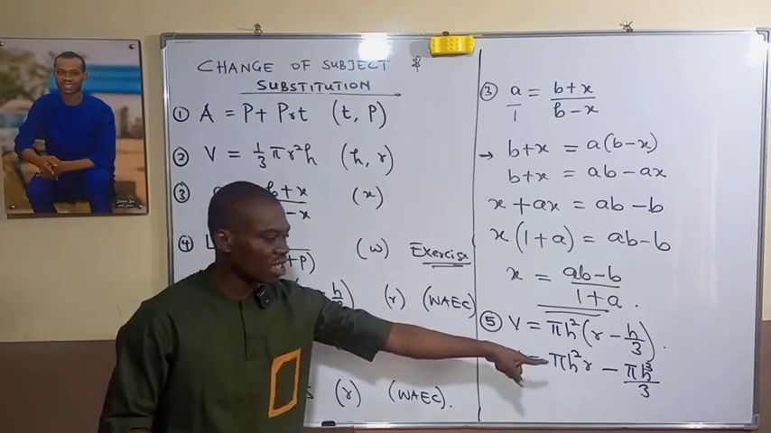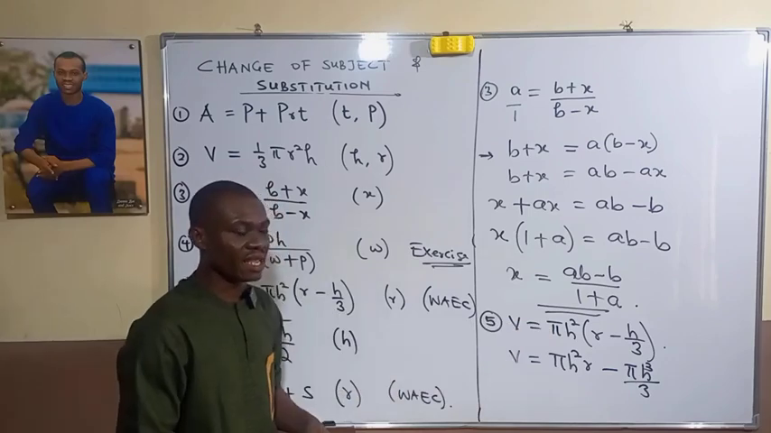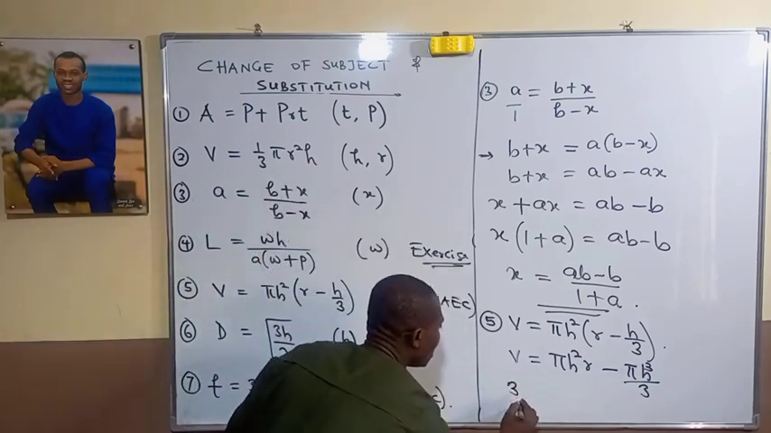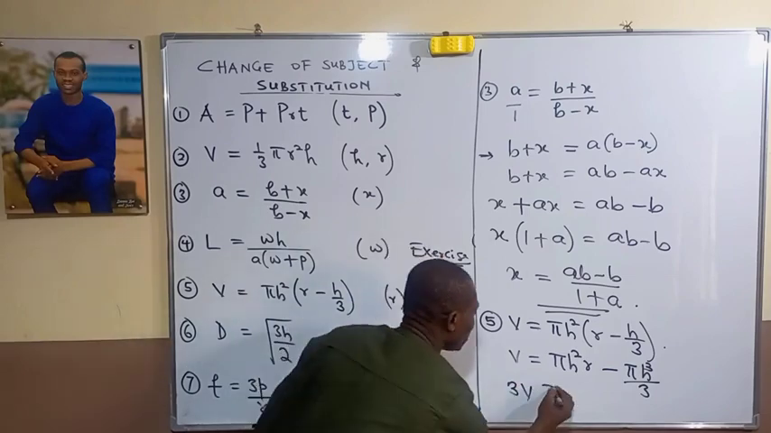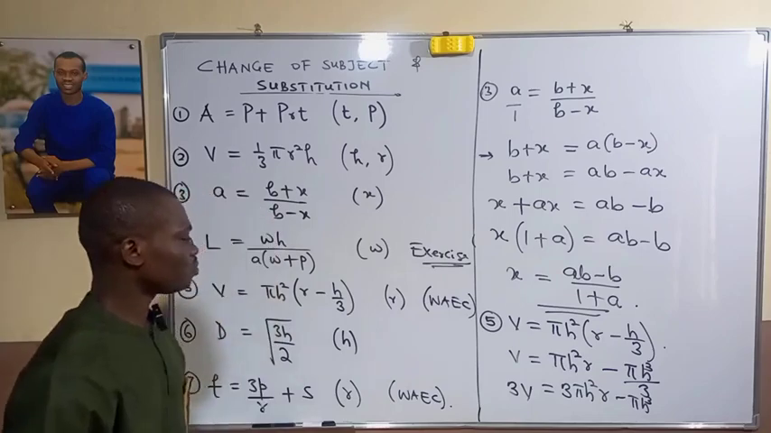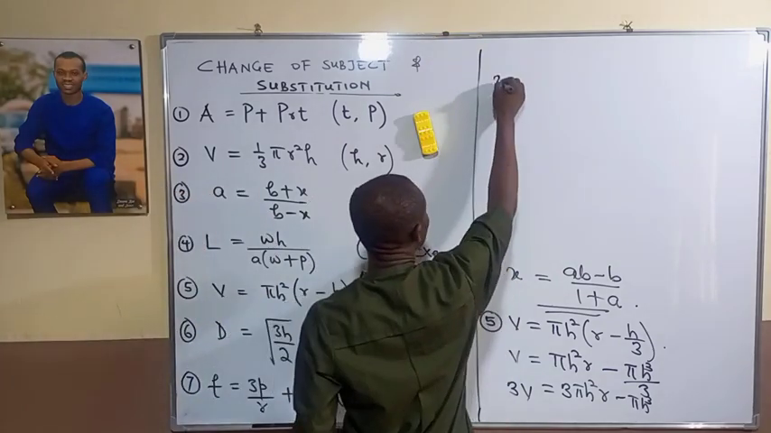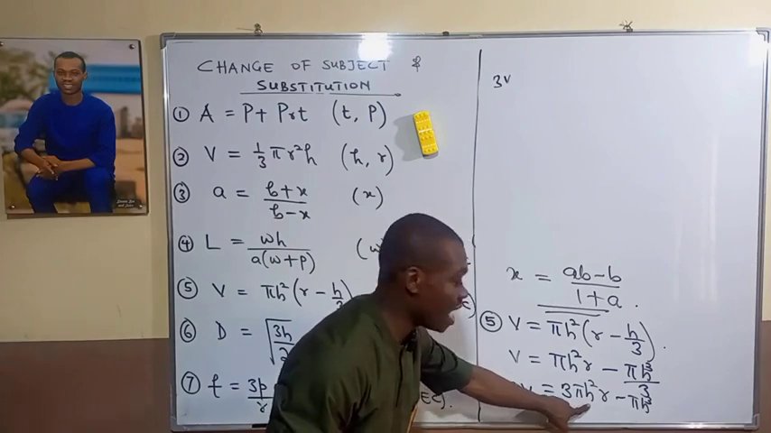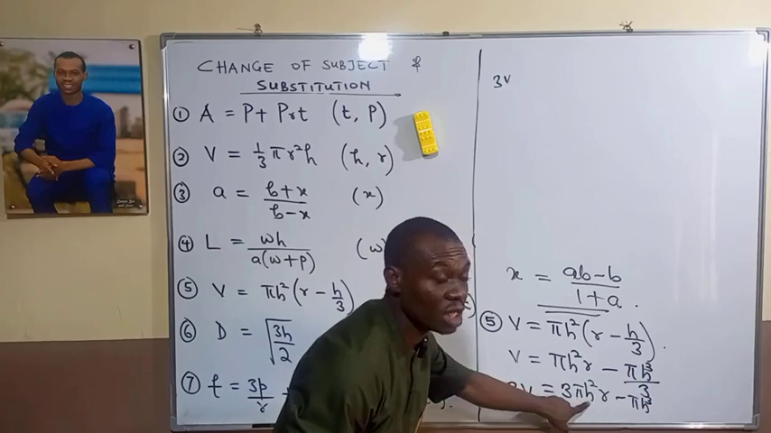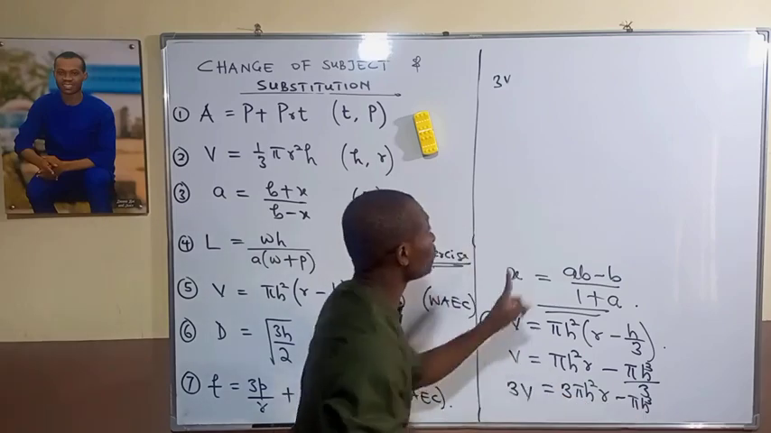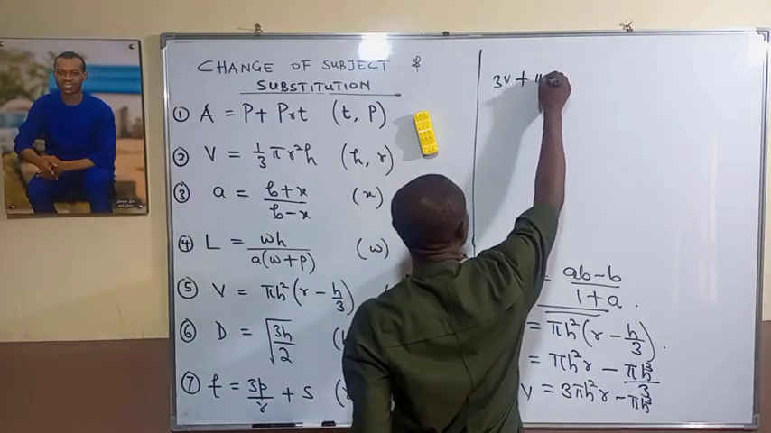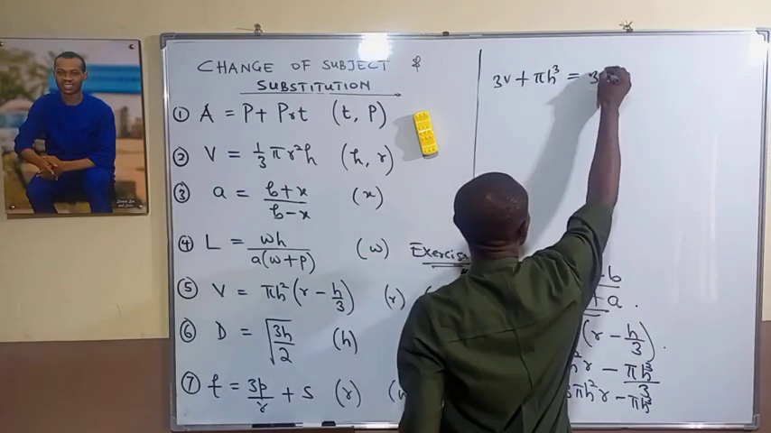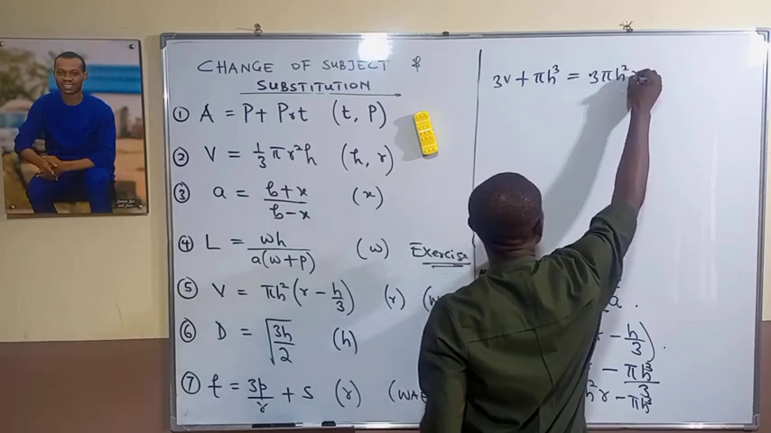So I'll try to clear that fraction there by multiplying again by 3. So if I multiply everything here by 3, I will get 3v here, pi h cubed. Here we will now have our 3v. So I will try to now make sure that where my r is will be alone. So I'll move this guy. So if it comes over, it becomes plus pi h cubed is now equal to 3 pi h squared r.